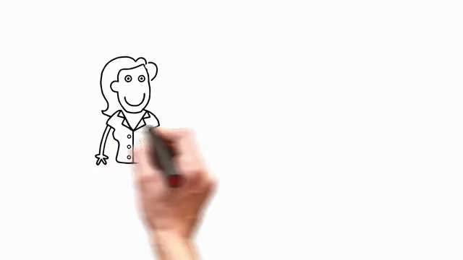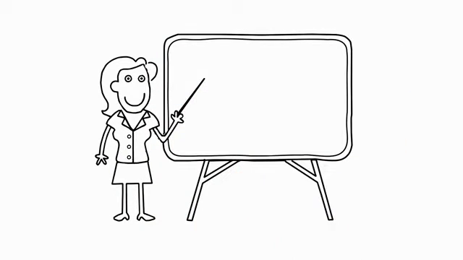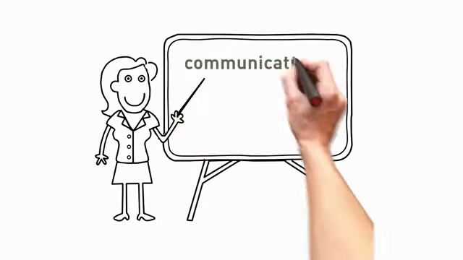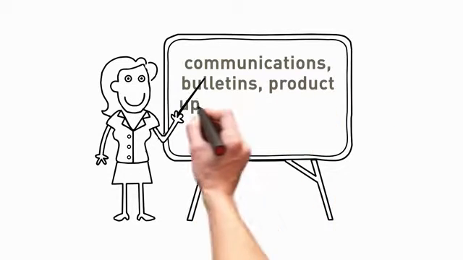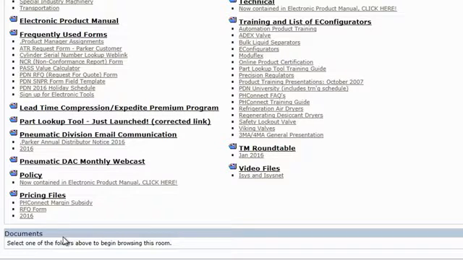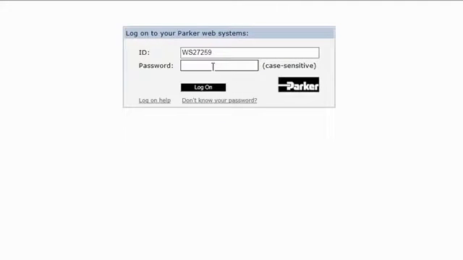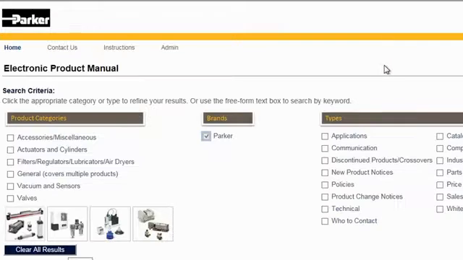The EPM is a library of every literature piece that has been distributed in the past 20+ years, both historical and current. This includes communications, bulletins, product updates, launches, and discontinuances. To access the EPM, connect to the A&H Distributor Forum. Select the Electronic Product Manual, click on the link, and enter your PH Connect ID. The EPM tool immediately displays all documents available for viewing.